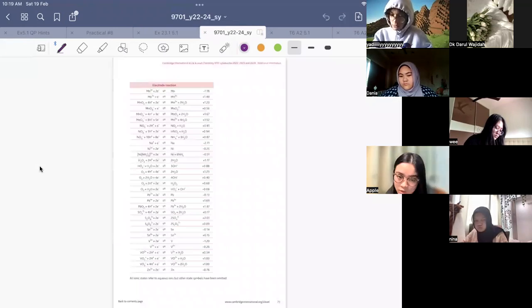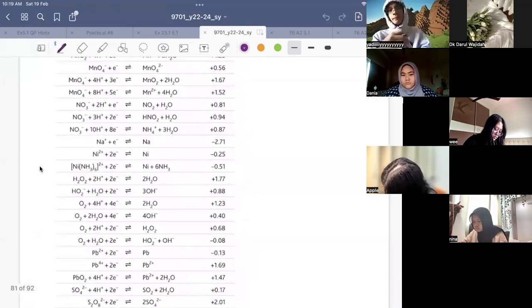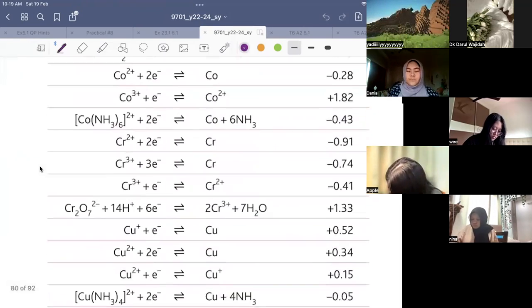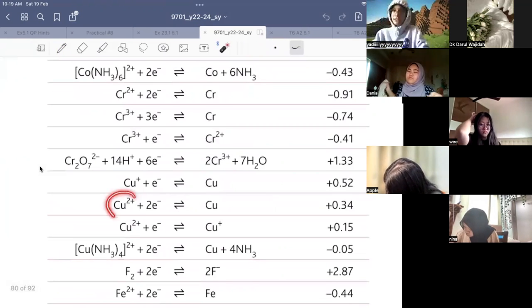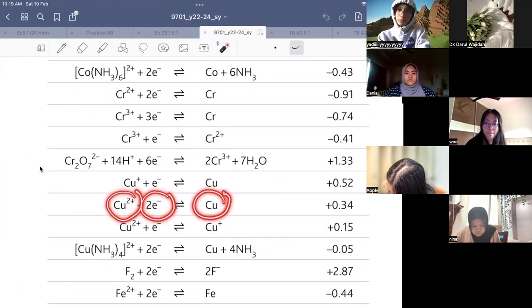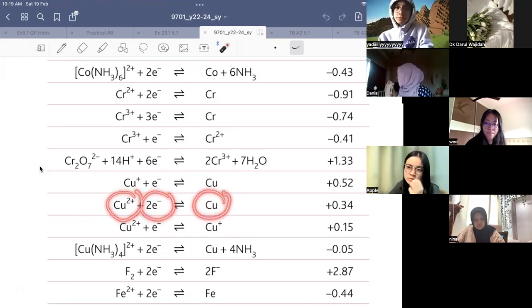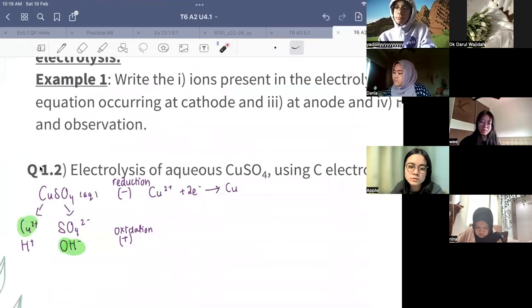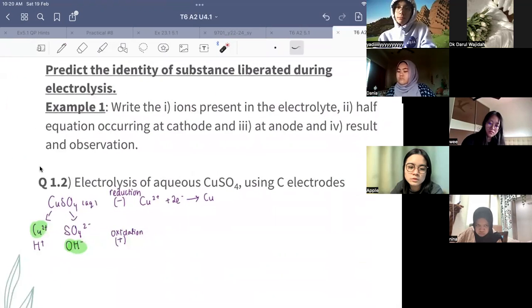If you're wondering how to get the half equation, you can always refer to your data booklet. Copper is Cu, so you just have to be careful: Cu2+ gains 2 electrons to form Cu. If we are taking the reduction equation, we are taking the forward reaction. This information is available in the data booklet. If in the exam you are given information on electrode potentials, use that list, as there may be half equations provided that you can use, and you don't have to work it out yourself.